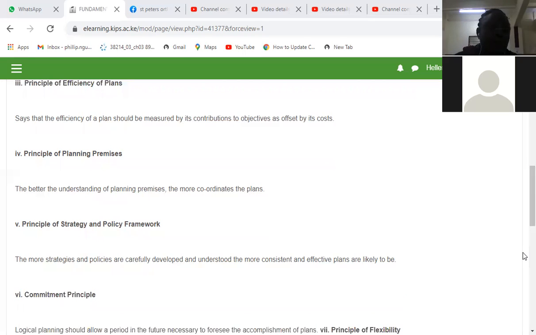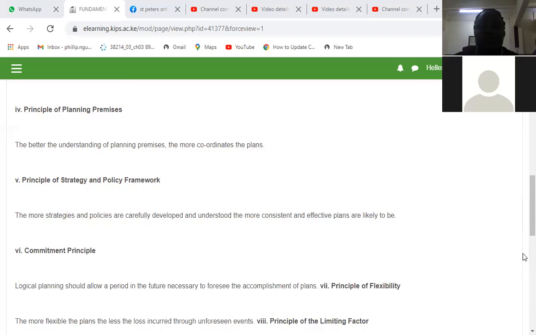Also, we have the principle of strategy and the policy framework. So you have to understand all the strategies and the policies which are going to be developed, and make sure that the plans which you have given out are consistent and effective.